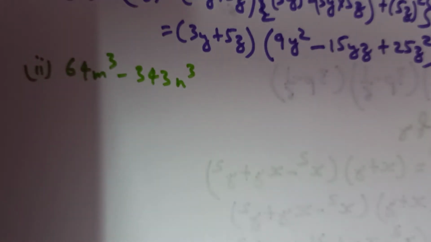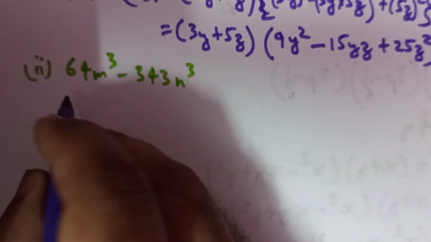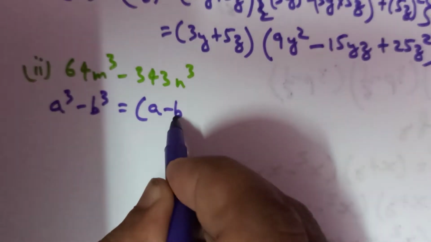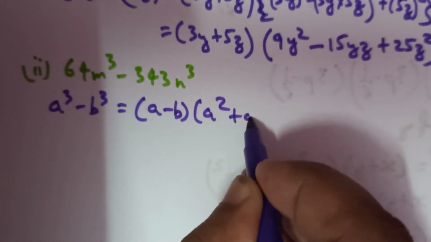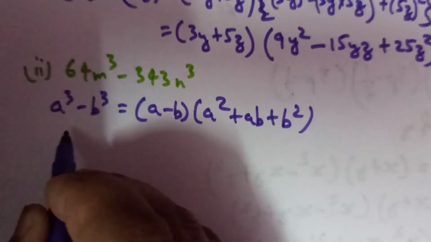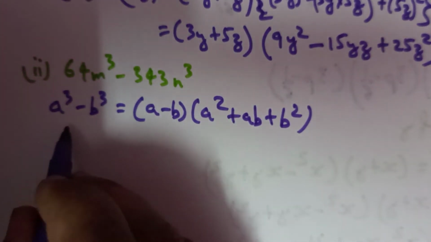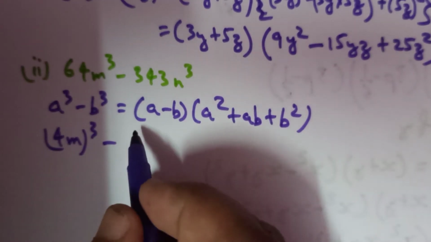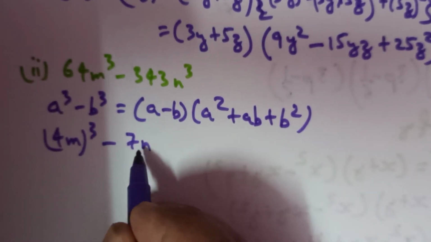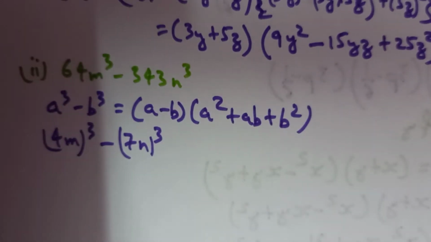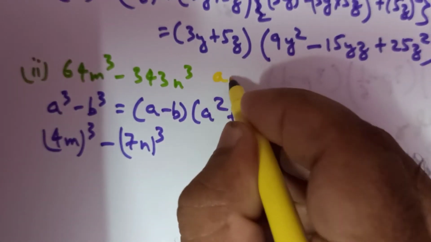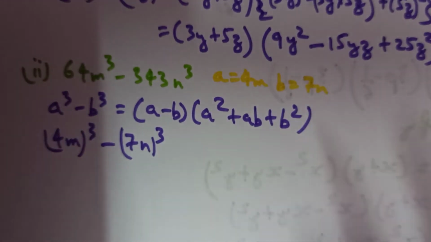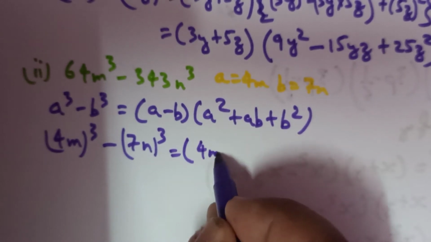So question 10, second part, 64m cube minus 343n cube, again a cube minus b cube equals a minus b into a square plus ab plus b square. So here 64 is the cube of 4, so we can write it as 4m whole cube minus 343, which is the cube of 7, so 7n whole cube. Now we have got the value of a and b. A is 4m and b is 7n, so a minus b will be 4m minus 7n.